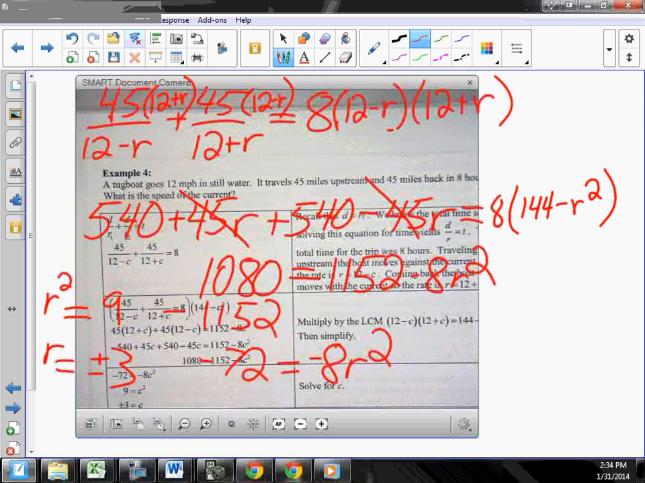Square root. We did negative 72 divided by negative 8. Sorry, I should have written that down.